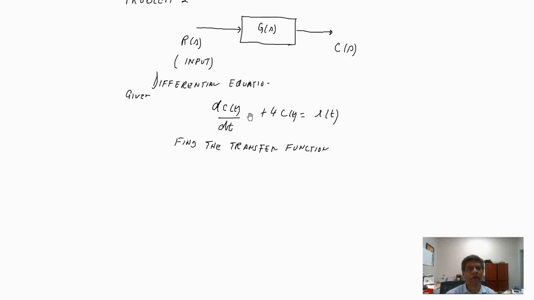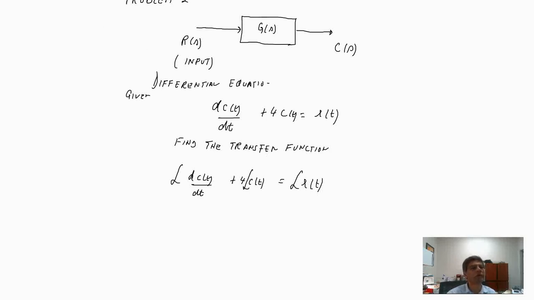Here we are going to take the Laplace transform of this given differential equation. So here we go, dc of t dt, and this is for c of t. Hopefully this will not be that bad. Laplace of that is equal to Laplace of r of t. There you go.